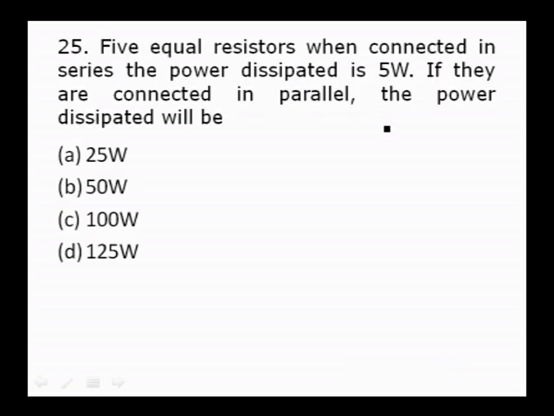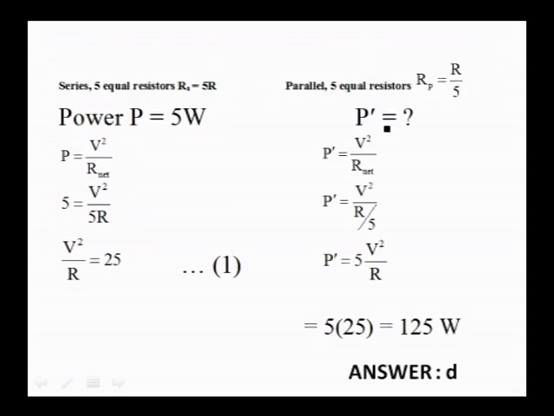Question number 25. 5 equal resistors when connected in series, the power dissipated is 5 watt. If they are connected in parallel, the power dissipated will be: A 25 watt, B 50 watt, C 100 watt and D 125 watt. Okay. See, I would like to first consider the series combination. 5 equal resistors, the effective resistance is equal to RS is equal to 5R, because all are identical. Therefore, the power in this combination is equal to 5 watt.